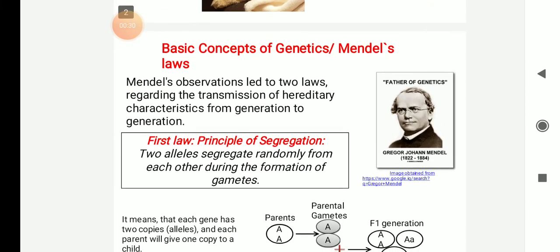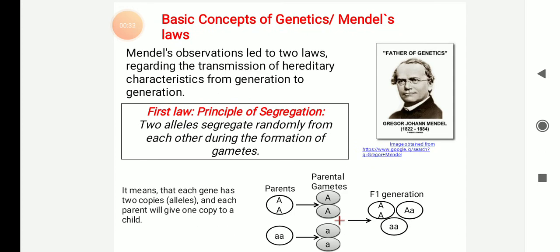So, the basic concept of genetics. Mainly Mendel, that is Gregor John Mendel. He is called the father of genetics. Mendel's observations led to two laws regarding the transmission of hereditary characters from generation to generation. The first law is the principle of segregation. That is, two alleles segregate randomly from each other during the formation of gametes. That is, the two things will separate from each other.